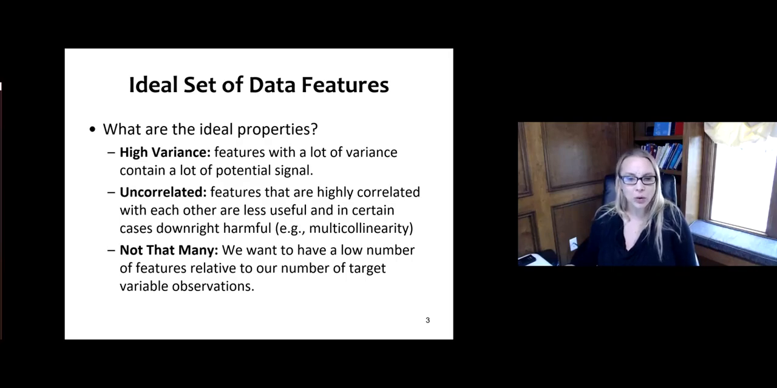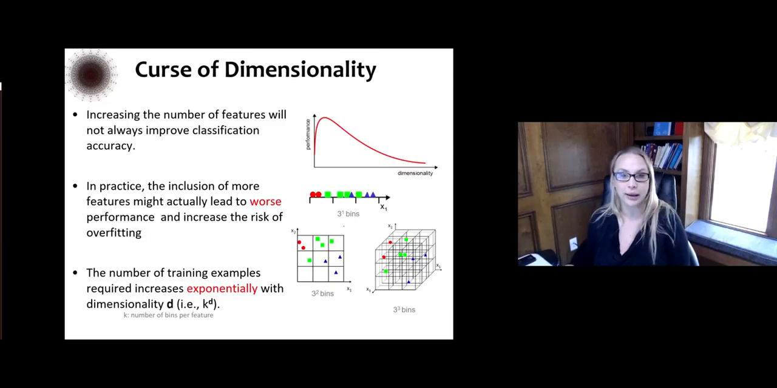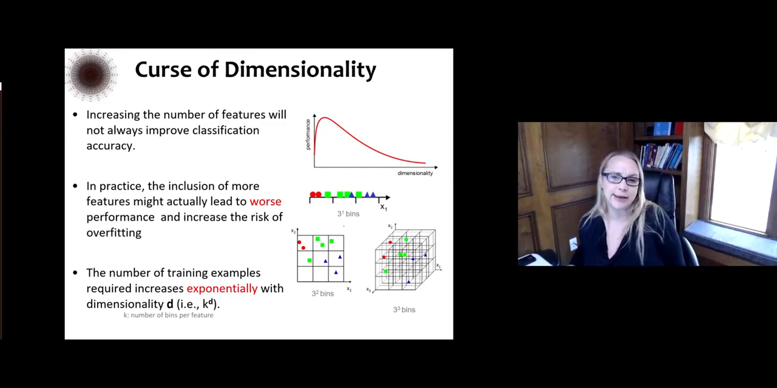You also do not want that many variables, because we want to have a low number of features relative to our number of target variable observations. A reason we want to have as few features as possible is because of the curse of dimensionality. You may not have heard this term before, so I just want to spend some time and talk about it.